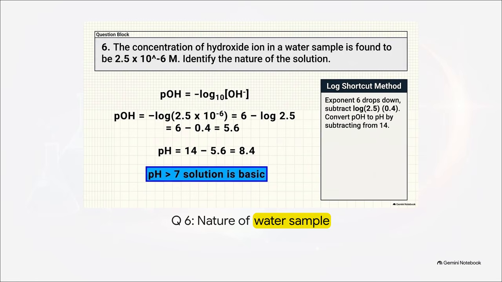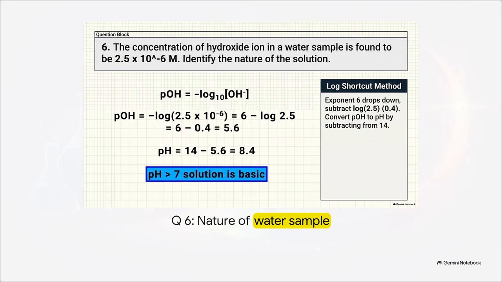Question block. 6. The concentration of hydroxide ion in a water sample is found to be 2.5 times 10 to the power of negative 6 M. Identify the nature of the solution. pOH equals negative log base 10 of OH- concentration. pOH equals negative log of 2.5 times 10 to the power of negative 6 equals 6 minus log 2.5 equals 6 minus 0.4 equals 5.6. pH equals 14 minus 5.6 equals 8.4. pH is greater than 7, solution is basic.